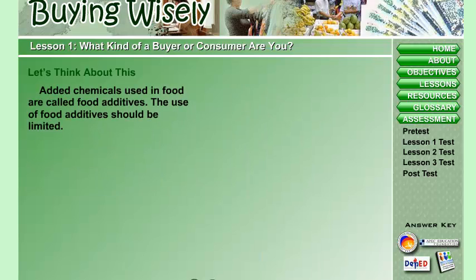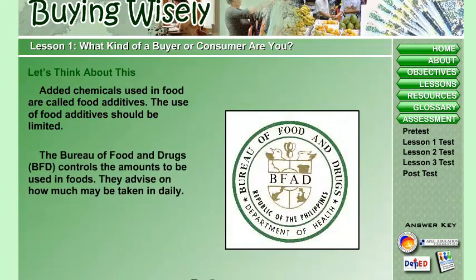Added chemicals used in food are called food additives. The use of food additives should be limited. The Bureau of Food and Drugs, or BFD, controls the amount to be used in foods. They advise on how much may be taken in daily.